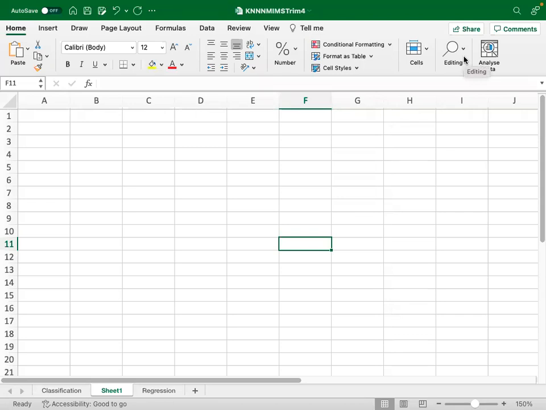Today we are discussing KNN, K nearest neighbors. So today we are discussing the algorithm called K nearest neighbors. It's both a classification and regression algorithm. So we'll be discussing the algorithm called K nearest neighbors.